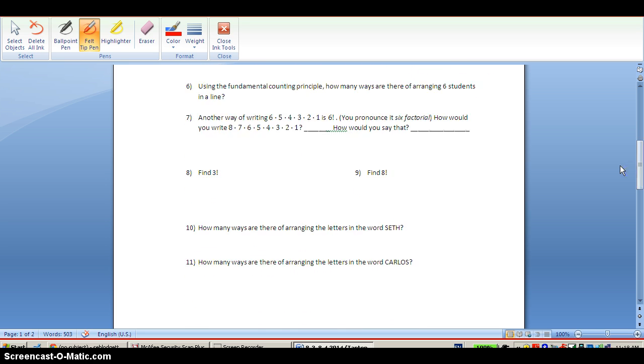So this answers the next question. Oh, sorry, this is a slightly different one. Using the fundamental counting principle, how many ways are there of arranging 6 students in a line? Well, we just did it for 3 students in a line. Can you find it for 6 students? See if you can find the answer. We'll stop this and then have you check to see if you've gotten it right.